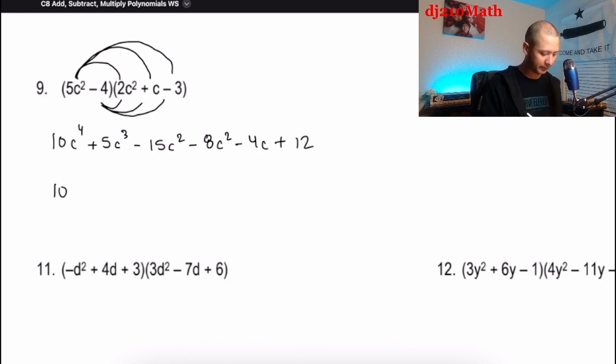So typically the first and the last are usually solo. They don't usually combine with anything. It just depends on the situation. But in most of these, that's basically the case. There's only one c cubed term. There's two c squared terms. So negative 23c squared minus 4c plus 12.